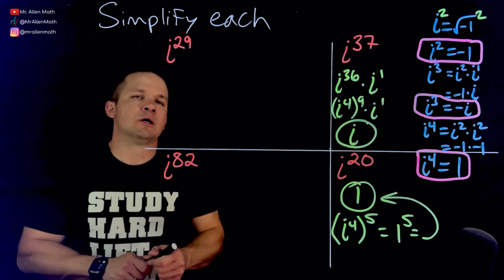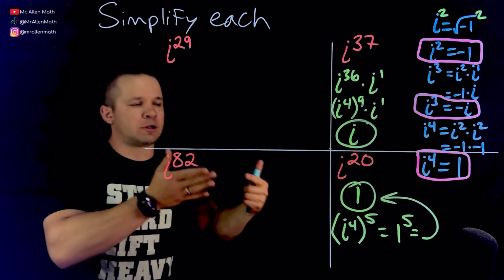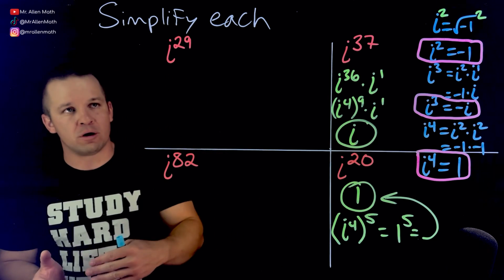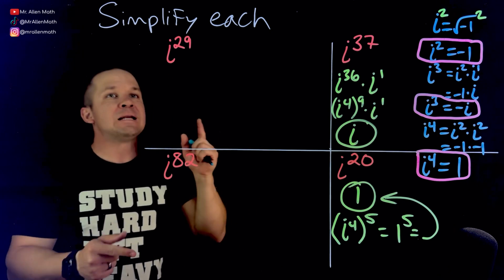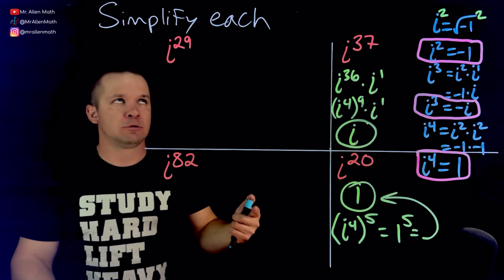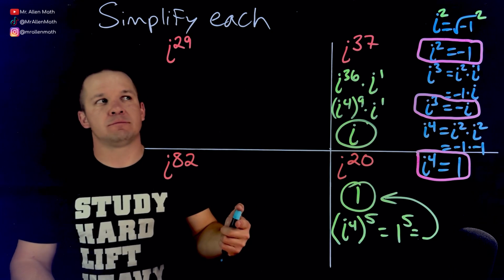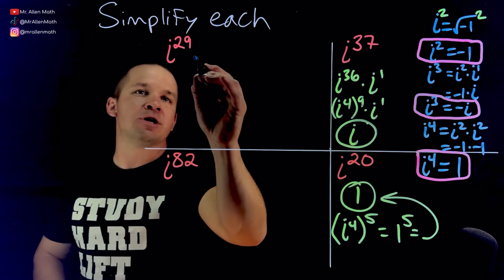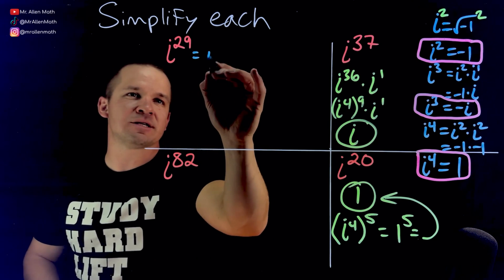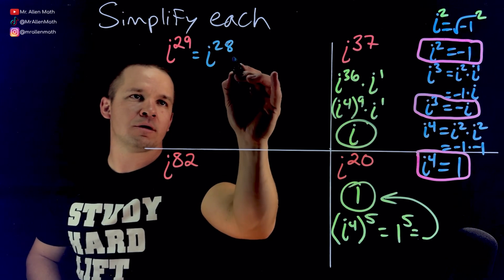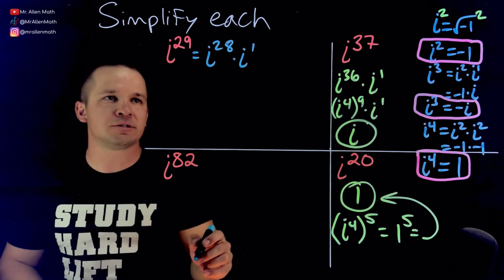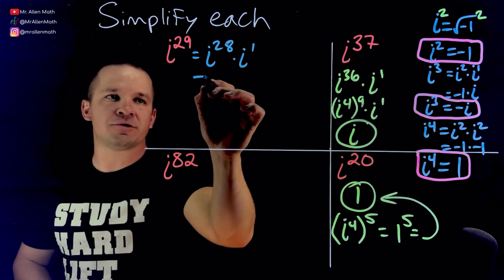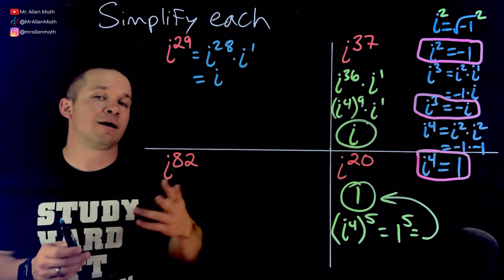Let's go blue. i to the 29th now. What number is closest to 29, divisible by 4, but not going over 29? What is that? 28? Is it 28? It's 28. Okay, it's 28. So I can think of this as i to the 28th times i to the 1st. So i to the 28th is just 1, so we just have i.